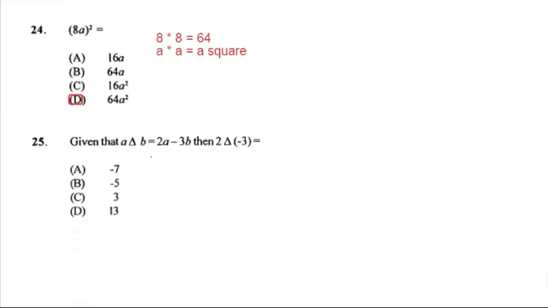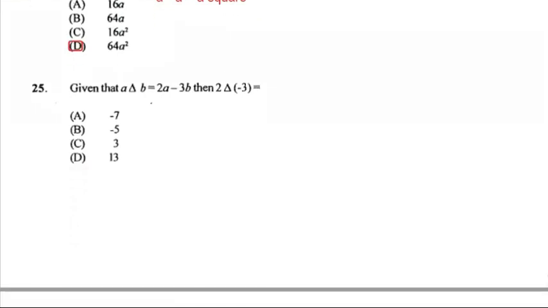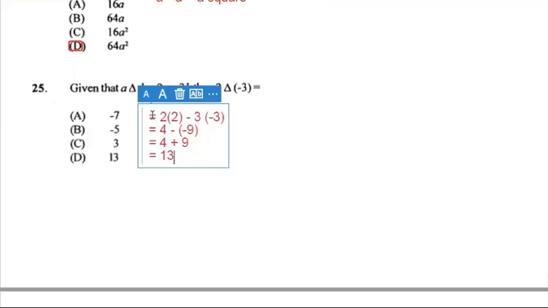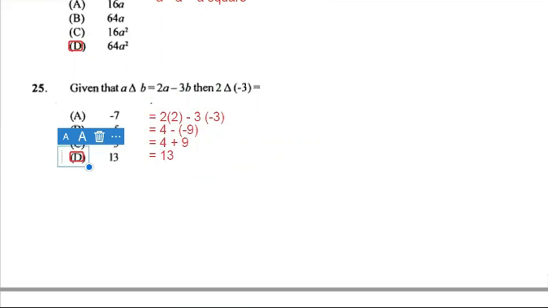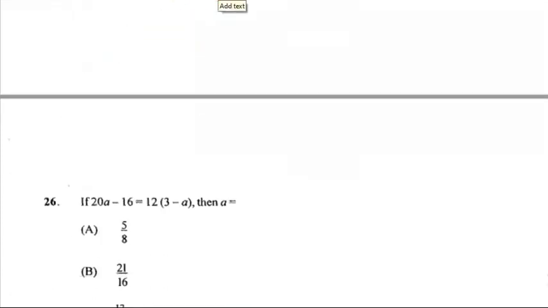So 25, given that a star b is equal to 2a minus 3b, then 2 star negative 3 is equal to, so wherever we see a, we will replace it with 2, and wherever we see b, we will replace it with negative 3. So that becomes equal to 2 multiplied by 2 minus 3 multiplied by negative 3, and 2 2s are 4, and 3 times negative 3 gives us negative 9, and the negative times negative gives us positive, which results in 4 plus 9, and that is equal to 13. So our answer for 25 is D.